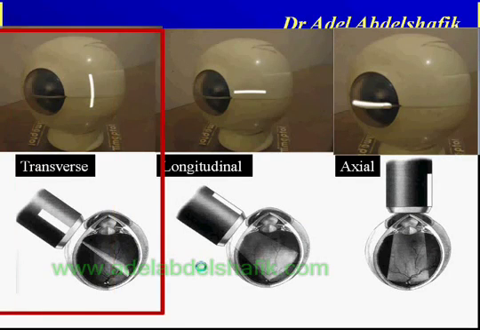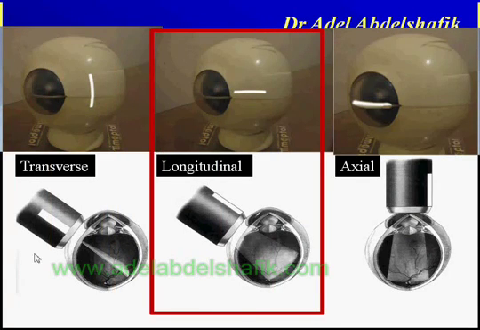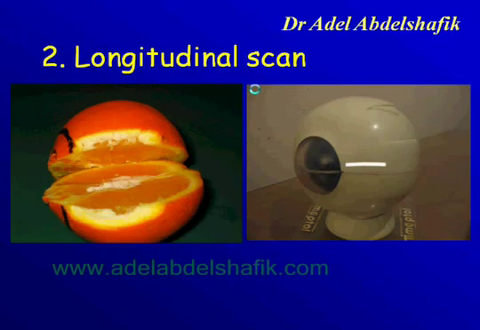Now the second position is the longitudinal. Here you notice that the probe orientation is perpendicular to the limbus. The transverse one was tangential. The ultrasound is tangential to the limbus. Like in here, we are perpendicular to the limbus. This will give us a longitudinal section in the eye.